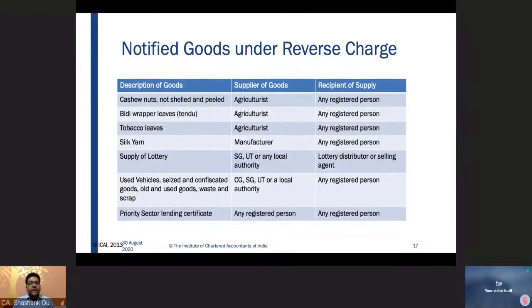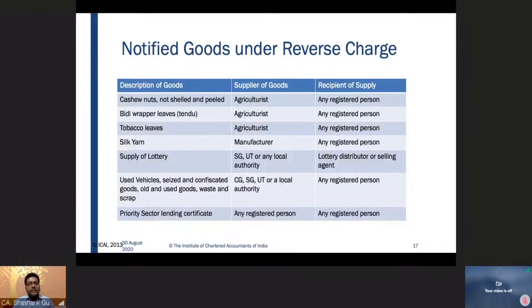Next is used vehicles, seized and confiscated goods, old and used goods, waste and scrap. And if they are being supplied by the central government, state government, union territory or a local authority, and the recipient is any registered person, it will be such recipient who will be liable to pay the applicable GST under reverse charge.